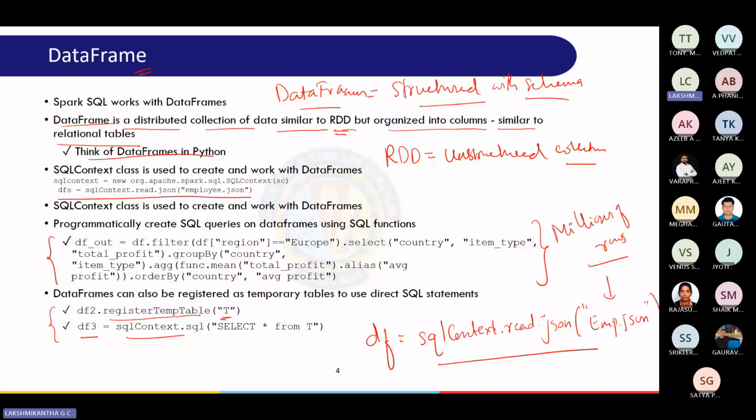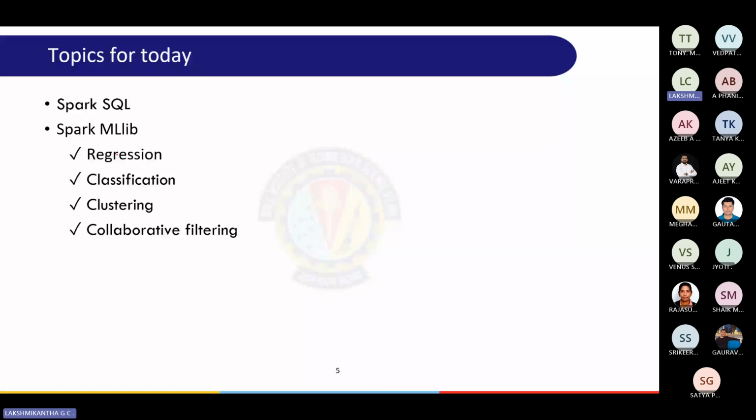This Spark SQL part is done. Now I'm jumping into the Spark MLlib part. Okay, the Spark MLlib section starts here.